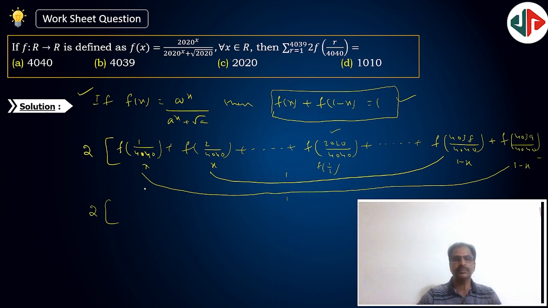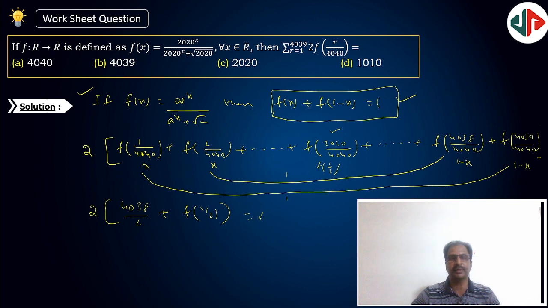For every 2 terms you get 1, because first term and last term gives 1, second term and second term gives 1. Like that, how many ones you get? 4038 by 2, because for every 2 terms you get 1. For 4 terms you get 2. For 100 terms you get 50. For 4038 terms you will get 4038 by 2, plus f of 1 by 2. Middle number is f of 1 by 2.